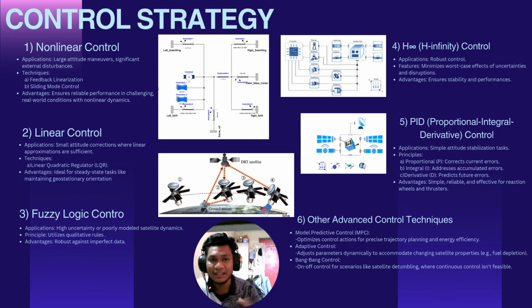Last but not least are other advanced techniques, which are model predictive control (MPC), adaptive control, and bang-bang control. MPC optimizes control action for precise trajectory planning and energy efficiency. Adaptive control adjusts parameters dynamically to accommodate changing satellite properties, for example fuel depletion. Bang-bang control is used for scenarios like satellite detumbling where continuous control isn't feasible. So that's all from me.